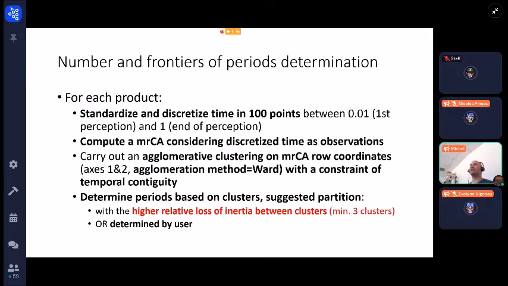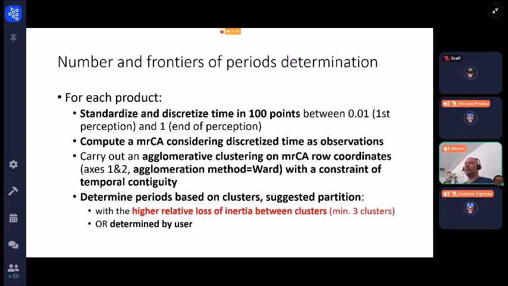So the principle to determine the number and frontiers of periods is indeed very simple. For each product, we first standardize and discretize times in 100 points between 0.01, which is the first perception, and 1, which is the end of the perception. Then we can compute a multiple response correspondence analysis, the framework introduced by Benjamin. So instead of products, we consider discretized times as observations. Then we can carry out an agglomerative clustering on the raw coordinates of the maps on axes 1, 2. And it is very important, with the constraint of temporal contiguity between the clusters.